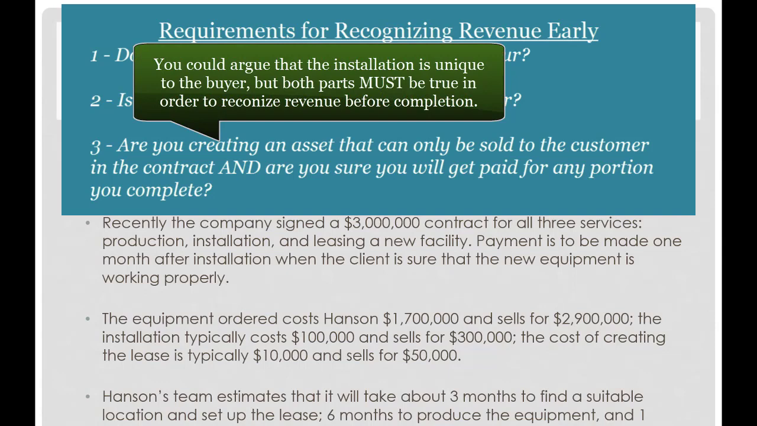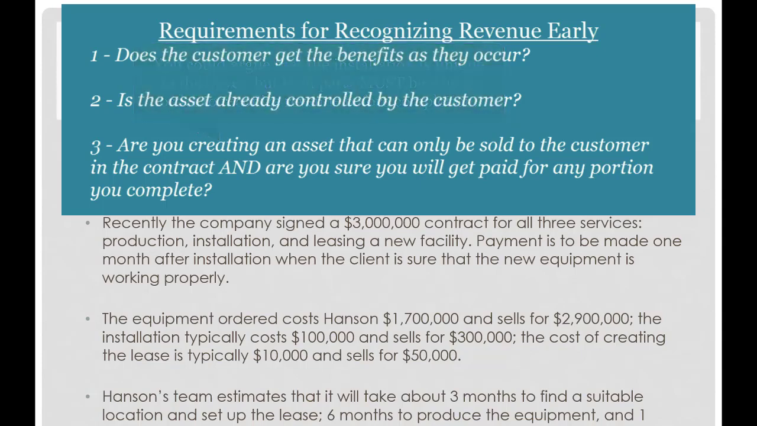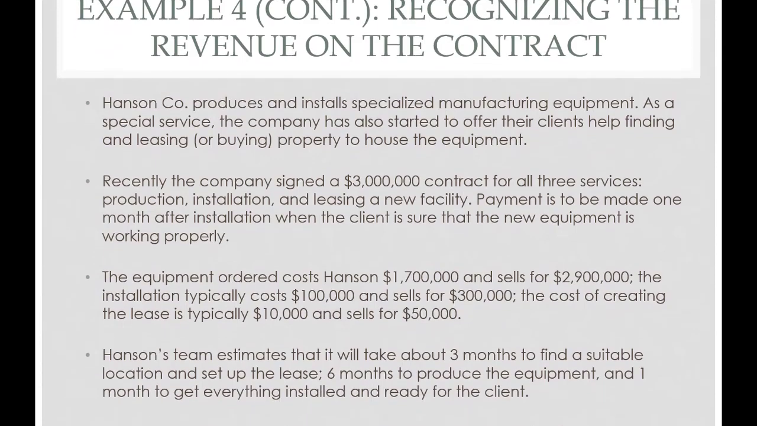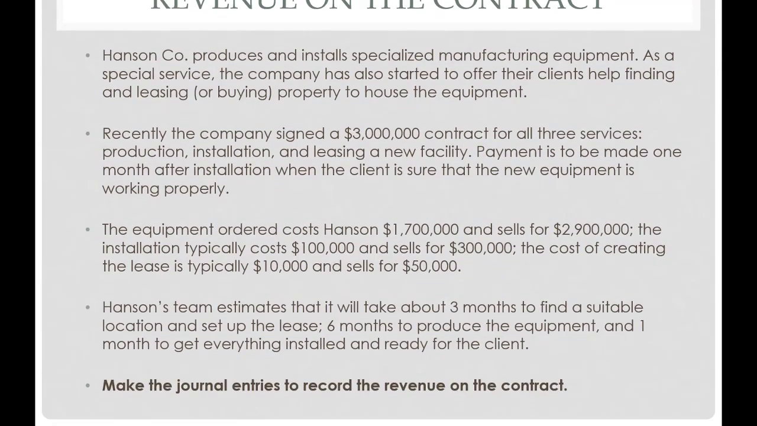So I don't meet any of the qualifications for early recognition. I'm just going to have to wait until each piece is done. And for most companies, that's how it's going to work out because that's what FASB intended. So because each one has to be recognized as we go, we're just going to do the journal entries for each obligation, and we'll do it in the order that they're going to be completed. So first is the lease, and then the equipment, and then the installation.